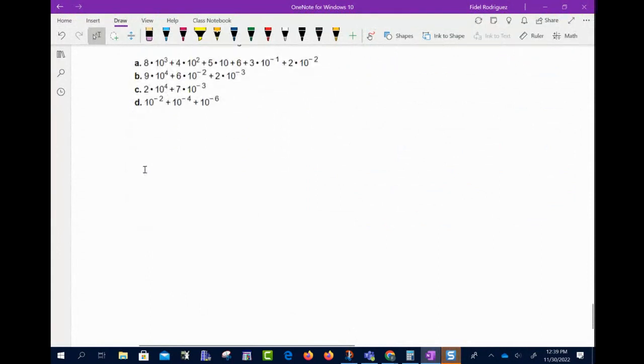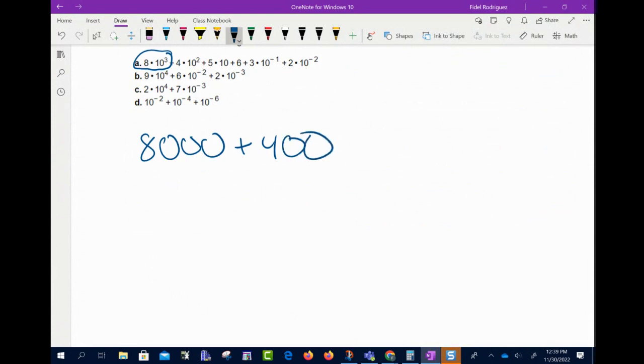Alrighty. Okay, so as I'm going through these problems here, this is the easiest way to think about it. If I'm looking at part A, 10 to the third means that there's going to be 3 zeros after that number. So I have 8 and then 1, 2, 3 zeros. And we're adding. We're going to have a 4. There's a power of the 2. That means there's going to be 2 zeros after that. And then there's a 5 and there's 1 zero after that. And then there's the number 6.